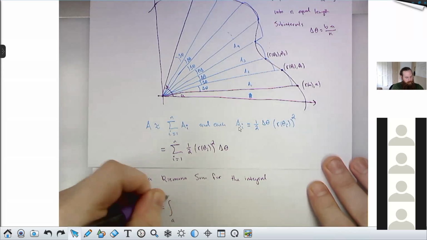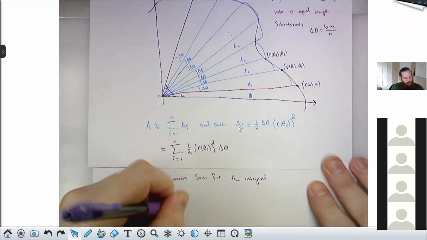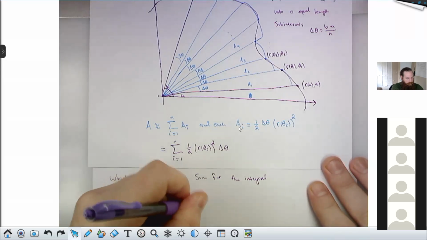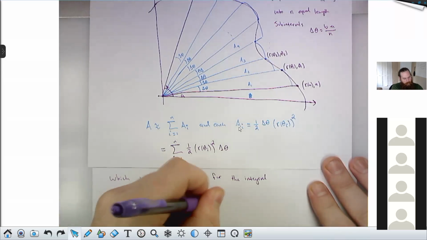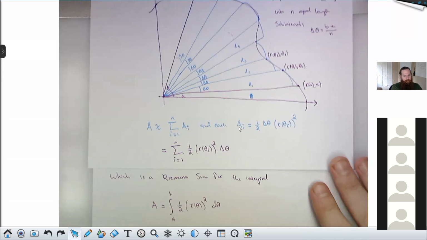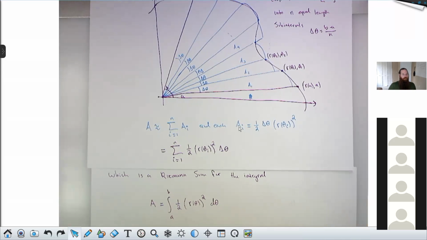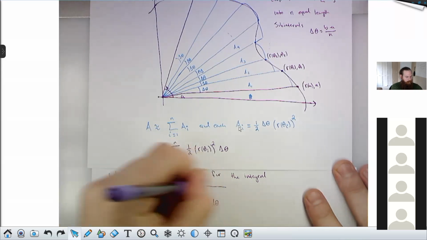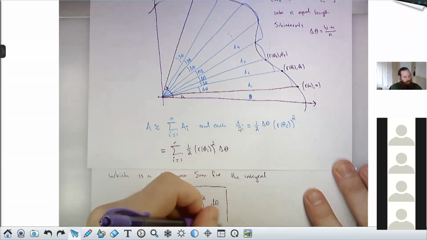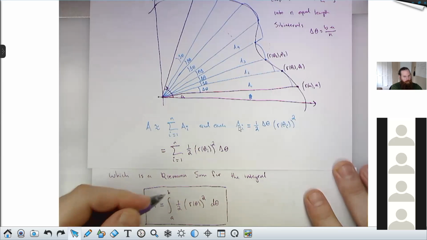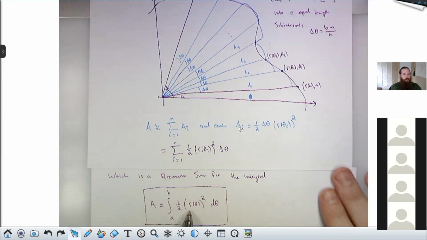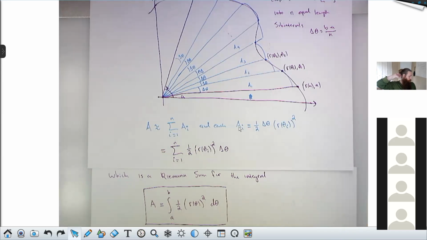Now A is the integral from little a to little b of 1/2 r of theta squared d theta. And that's it. That is your exact area. So if you want to find the area enclosed by a polar curve between theta equals a and theta equals b, you don't integrate your function. You integrate 1/2 times the square of your function, which is strange, but it's just how the geometry works out. Cool, right?